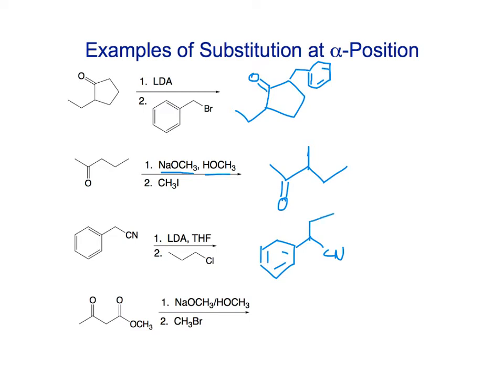So it's going to be right here. Okay? And then the last one, right? So this is a beta dicarbonyl. And remember, the position between the two carbonyls is by far the most acidic. Okay? It was much more acidic even than water.